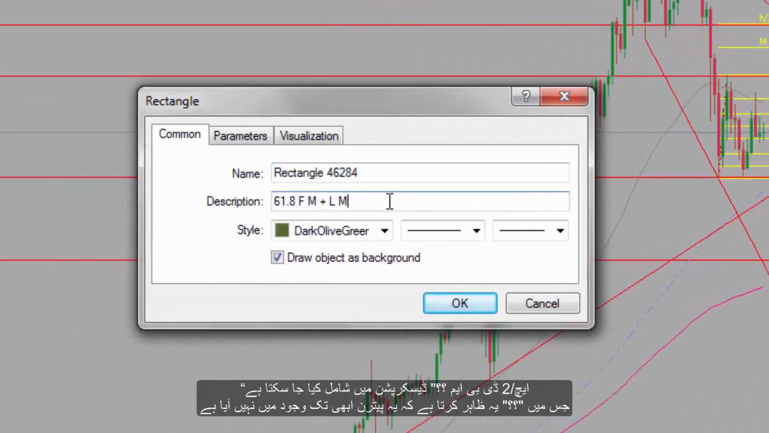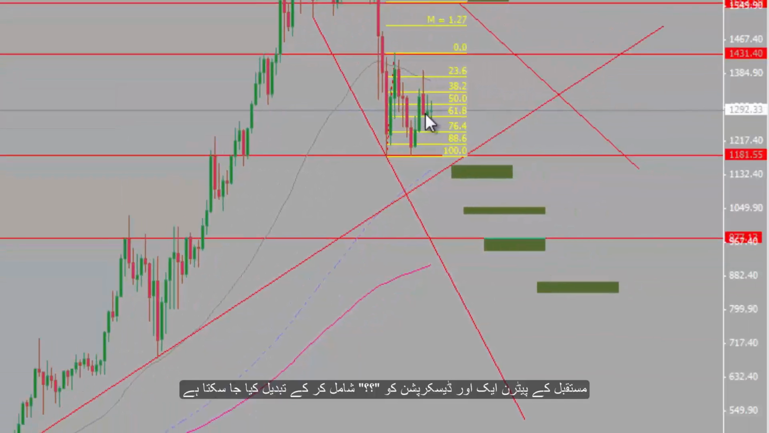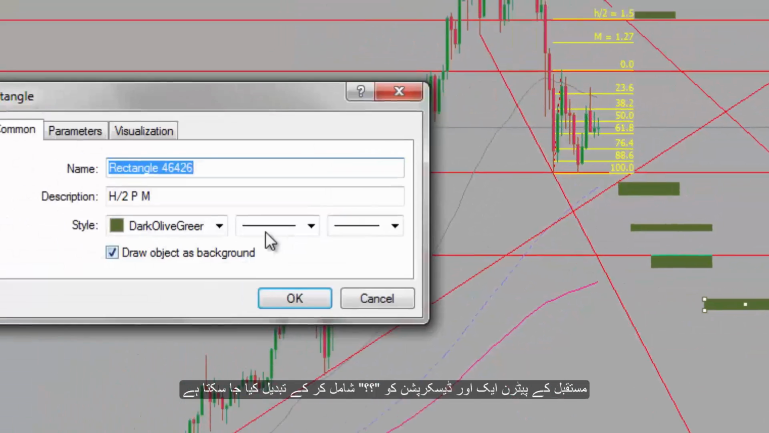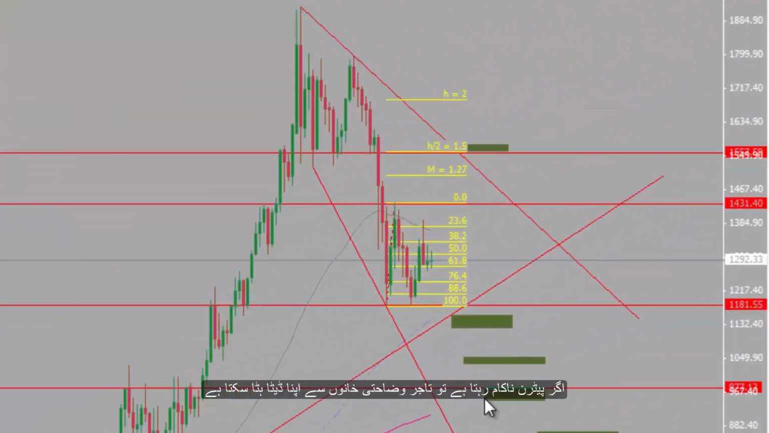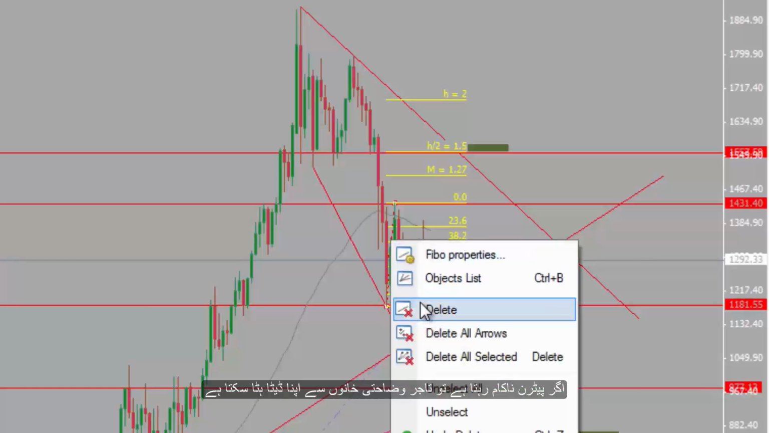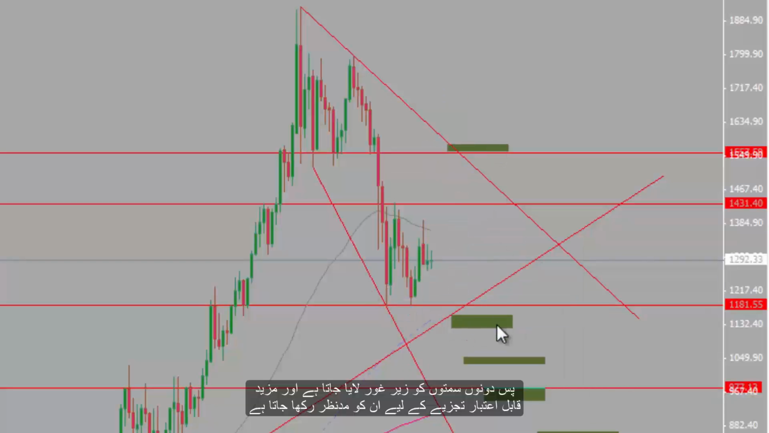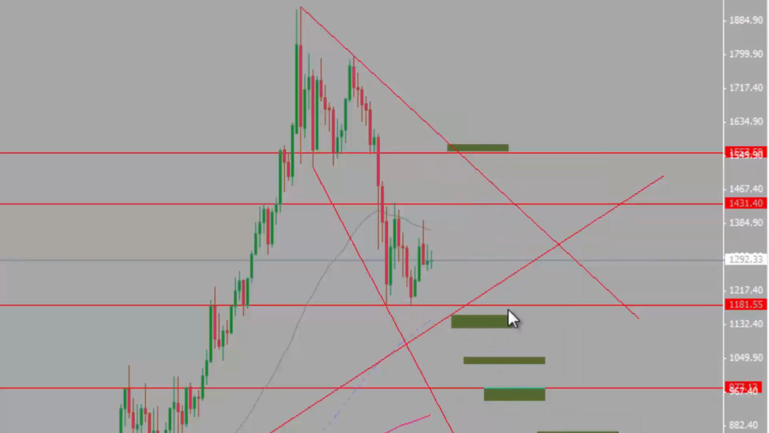H2 DB M ?? can be added to the description, in which the two question marks show that this pattern is not formed yet. Another description on future pattern can be modified by adding another two question marks. If the pattern fails, a trader can remove its data from the description field, so both directions are considered and detected for more reliable analysis.